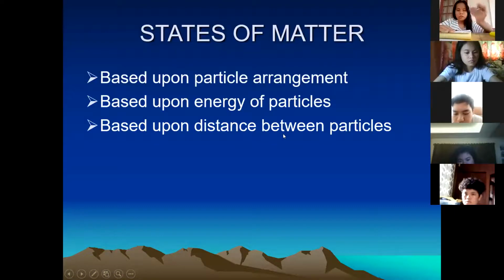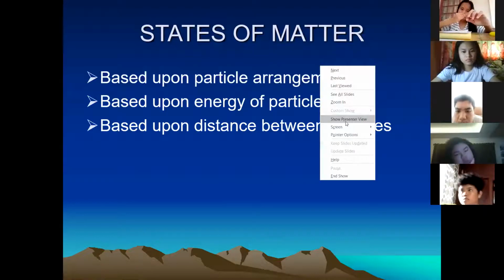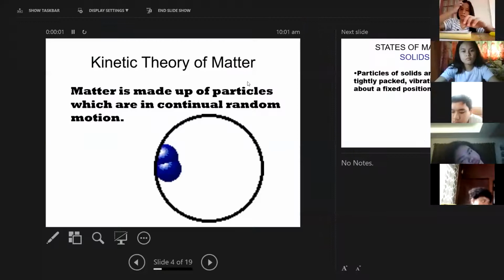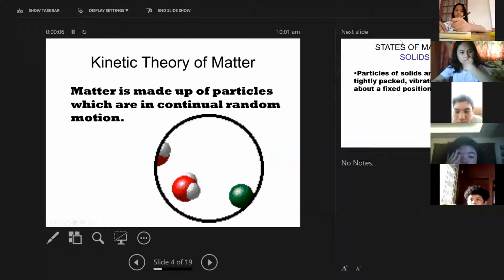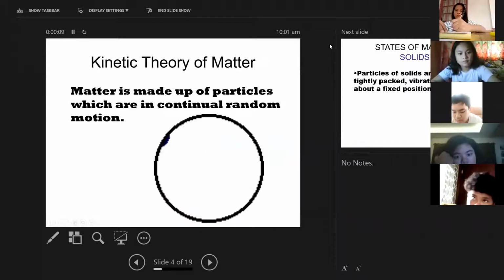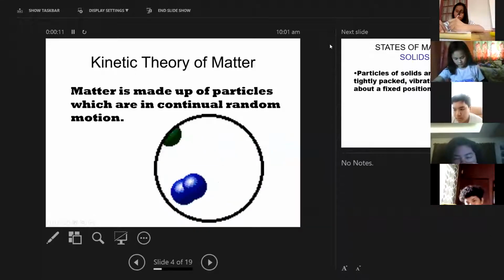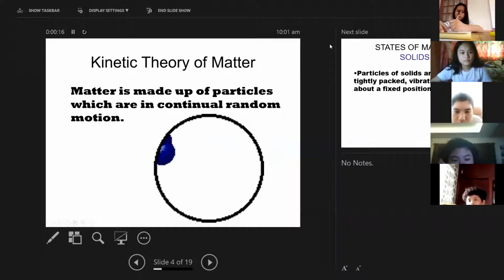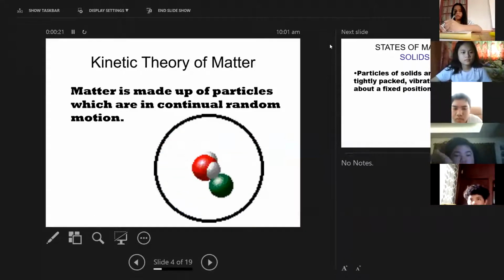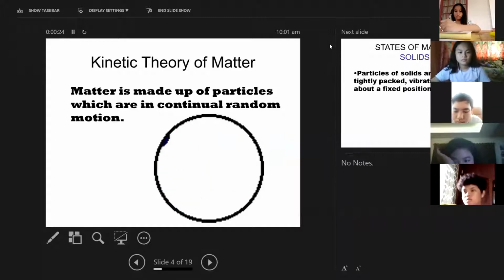The states of matter are based upon the arrangement of the particles and upon the energy of these particles, and the electromagnetic attraction between these particles, class. There's also the law of conservation of matter, which says that matter is neither created nor destroyed. It's simply transformed from one state to another, and that is solid, liquid, and gas. And then the fourth one is plasma.